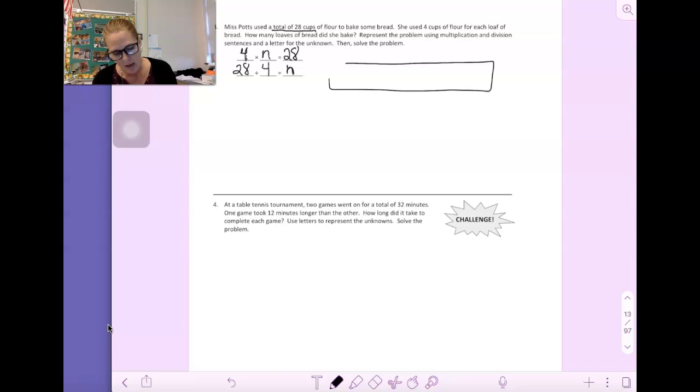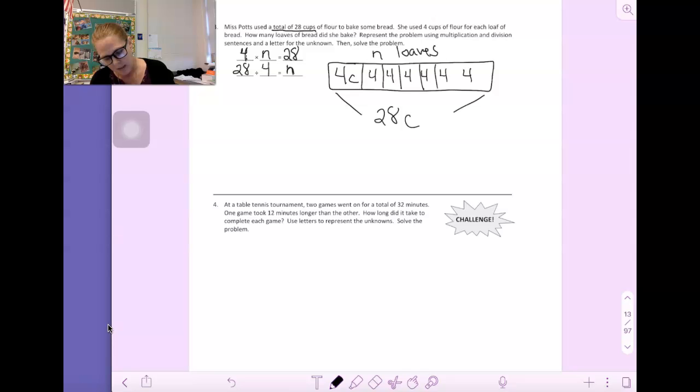One way that I could solve this if I don't know right away what 28 divided by 4 is, I could go ahead and do a tape diagram. So I know I have 28 cups of flour. I know that each loaf has 4 cups of flour in it, and I'm trying to find out how many loaves of bread in all. And we know that we can count by 4s to find out how many loaves of bread. So 4, 8, 12, 16, 20, 24, 28. 1, 2, 3, 4, 5, 6, 7.